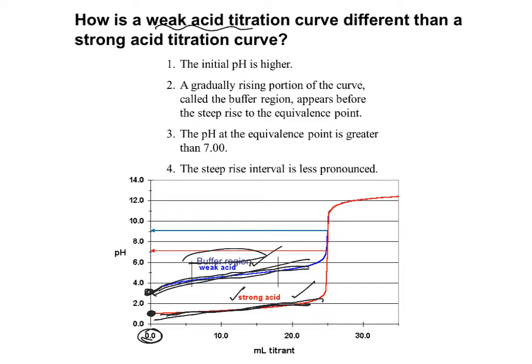Probably, there are two most apparent differences. One is that the equivalence point for a strong acid is sharper, more pronounced, and the equivalence point for a weak acid is more vague, more gradual.